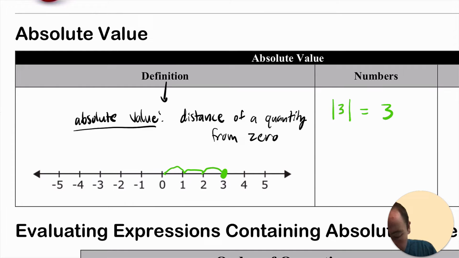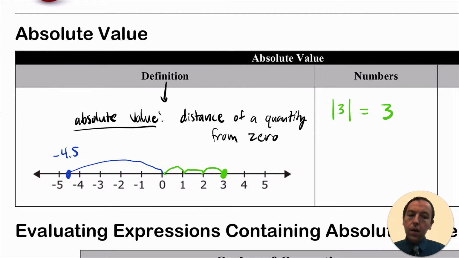Just as another example, if I pick this number, negative 4.5, the distance that negative 4.5 is from 0 is 4.5, right? Distance can't be negative, because you're not going to travel negative 4.5 miles to get somewhere. It's going to be 4.5. So if I take negative 4.5 and put absolute value bars around it, which means the distance of that number from 0, it turns out this has a value of 4.5.